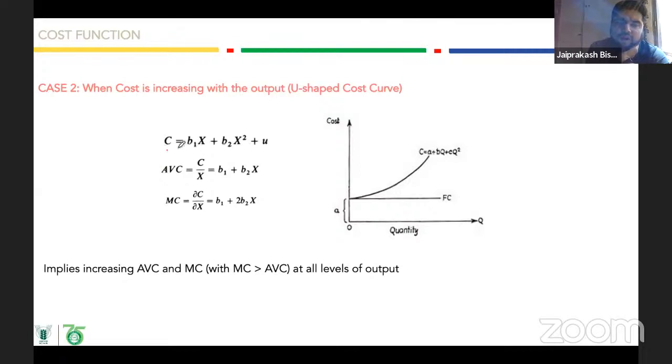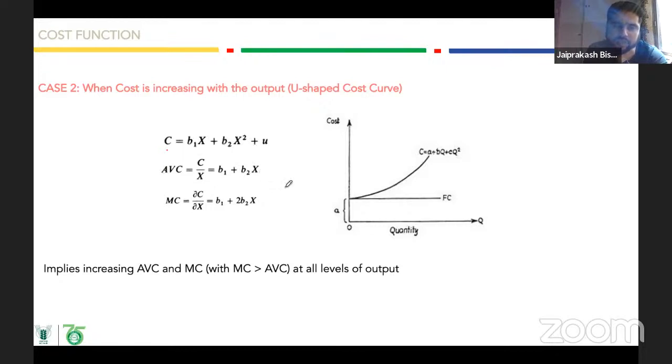ठीक है. So when you calculate the average variable cost, you have to divide the total cost by number of units of output. So it will be AVC equal to C by X. When you divide this equation, from the value b1 x divided by x, you will get b1, then b2 x square by x, you will get b2 x.